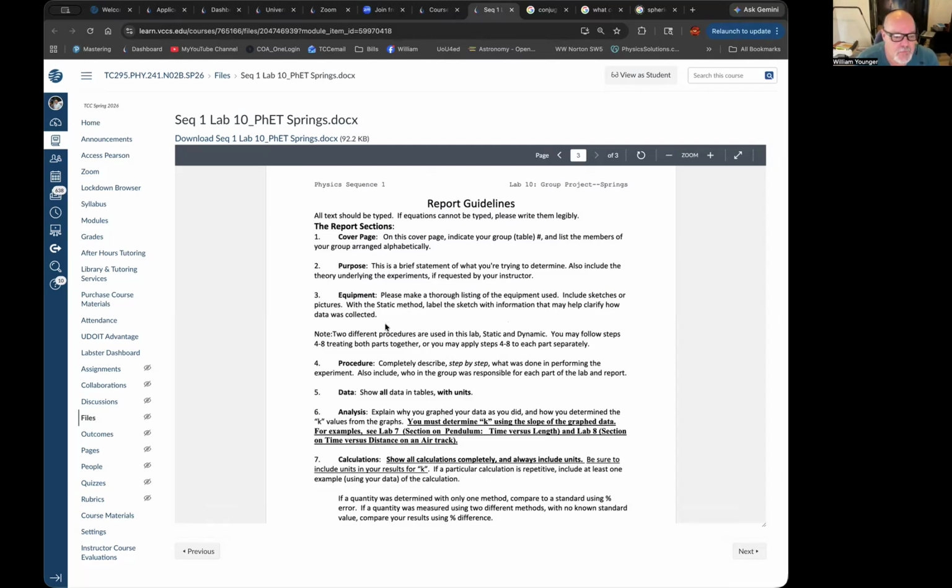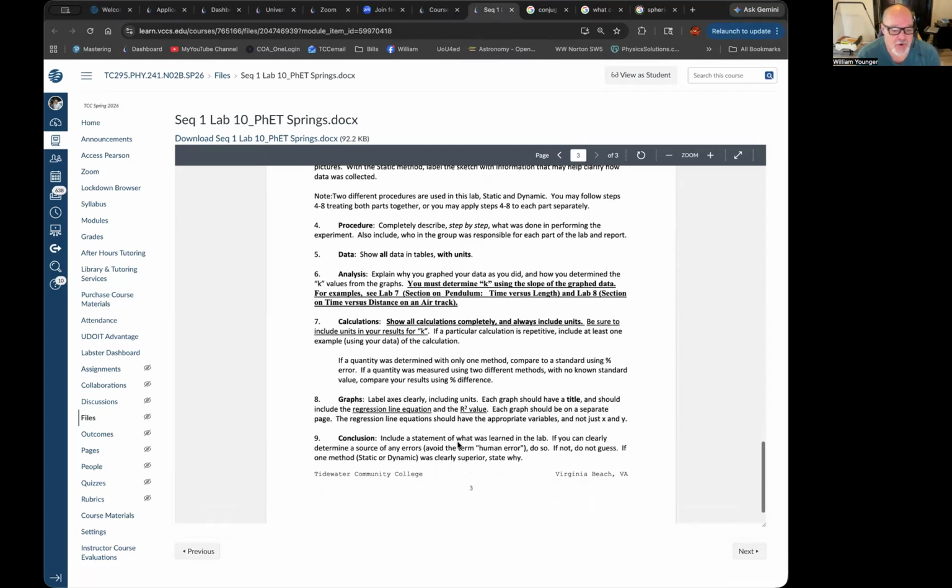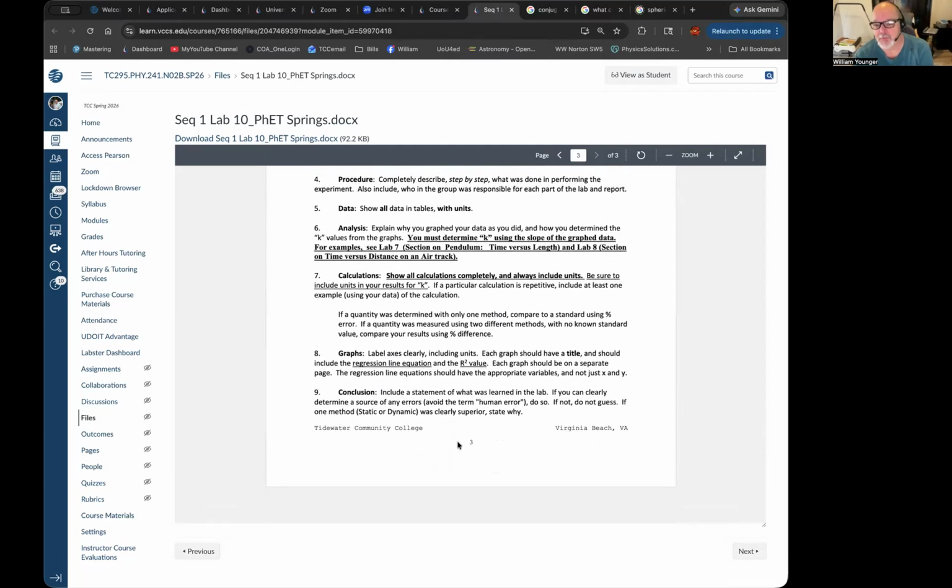Note two different procedures are used in this lab, static and dynamic. You may follow steps 4 through 8, treating both parts together, or you may apply steps 4 through 8 to each part separately. Procedure: describe step by step. The data, show all that. Analysis, and then the calculations, graphs, and conclusion. So that's the format of the lab report that I want turned in.